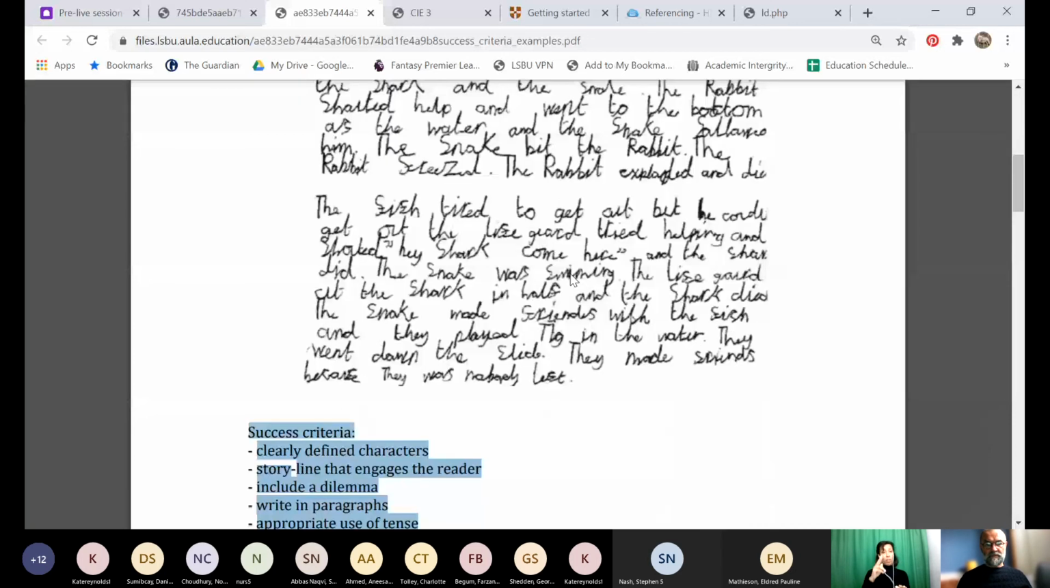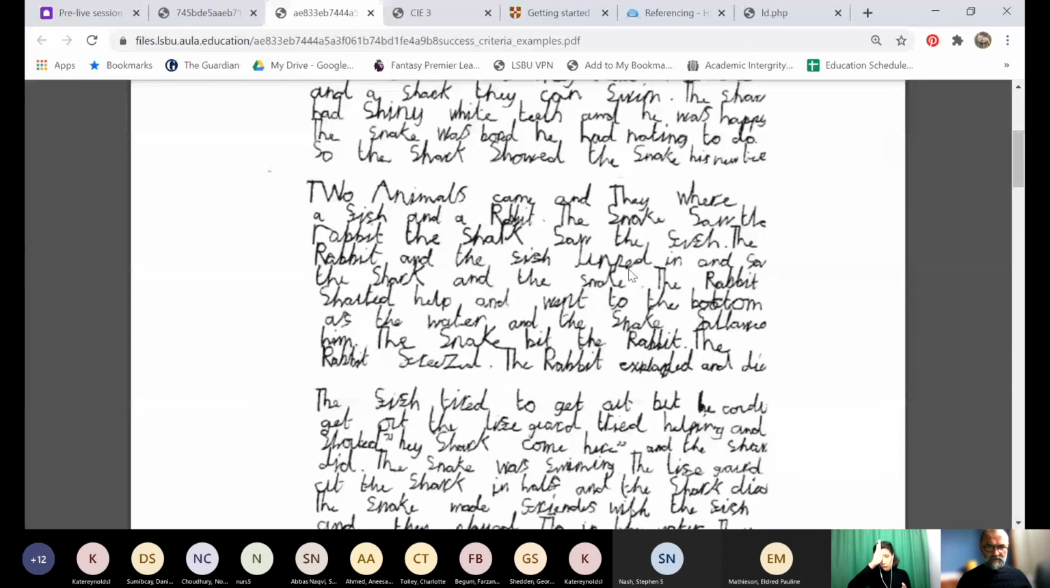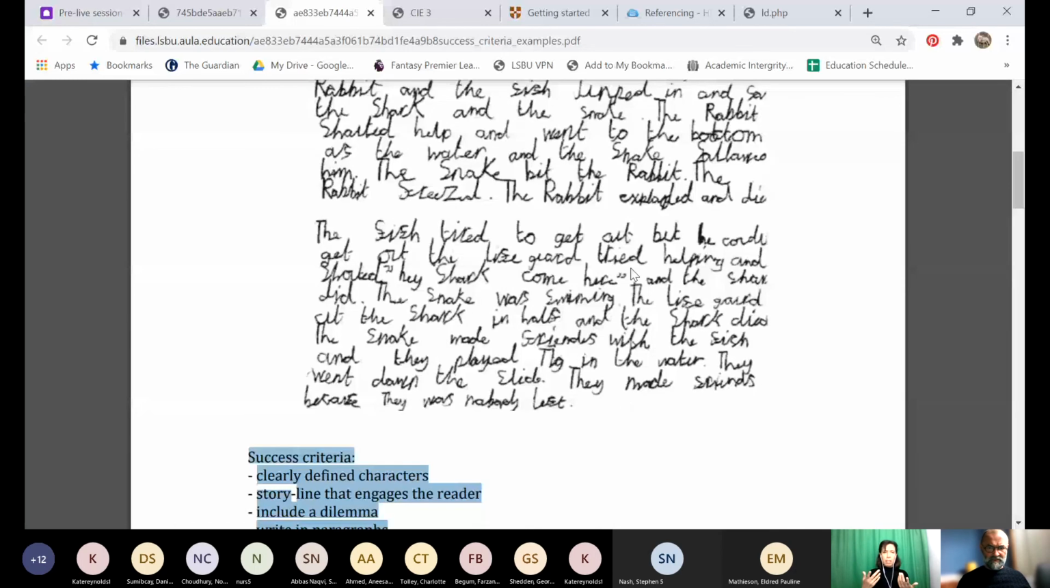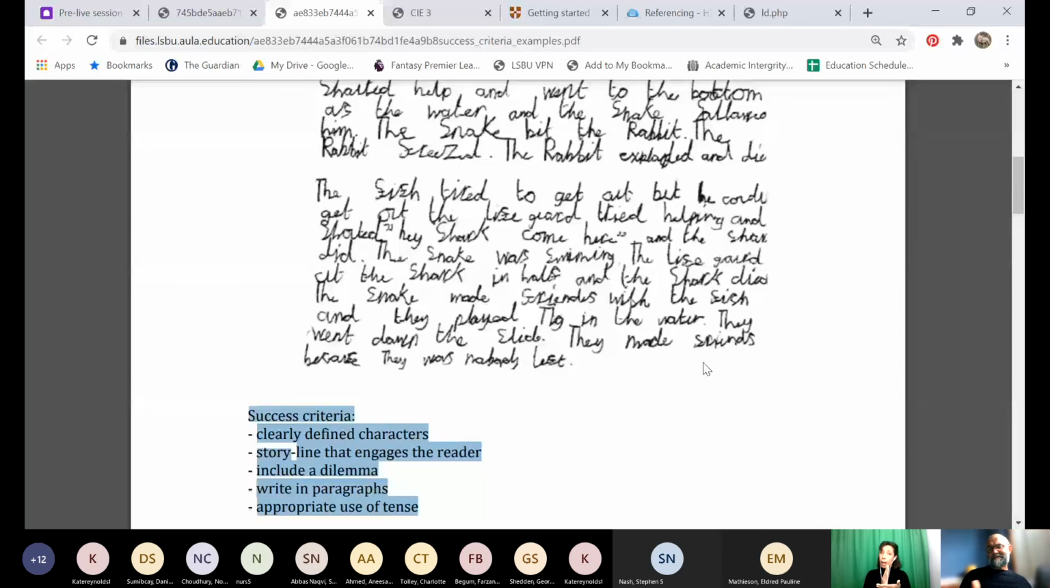They're clearly defined. Does the storyline engage the reader? Yeah, I think so. So we've got this shark and the snake, and the animals came, and they met some more animals, a fish and a rabbit, and the snake. Something happened there. The fish tried to get out, but he couldn't get out, etc., etc. So yeah, absolutely, the story engages the reader. Is there a dilemma? So a dilemma is when you're faced with something, and it gives you a choice, but usually a tricky choice.